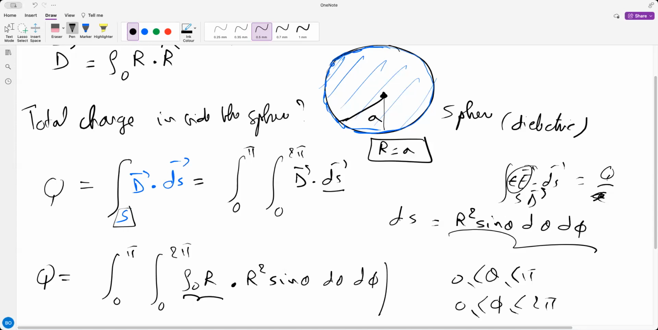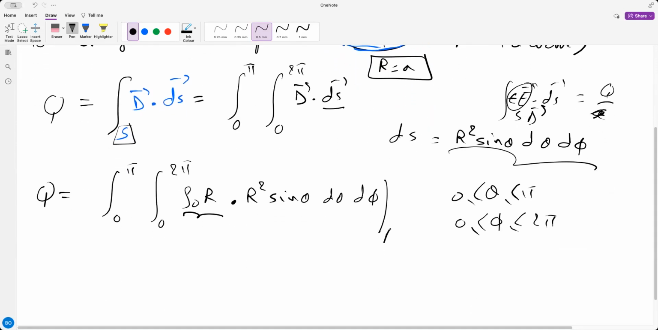Okay. If you had to integrate over a volume, yes, you have to take into account the evolution of the radius from 0 to r. But here, no. Here we are talking about a specific value of r, which is A, just the surface. So we just replace r by A.